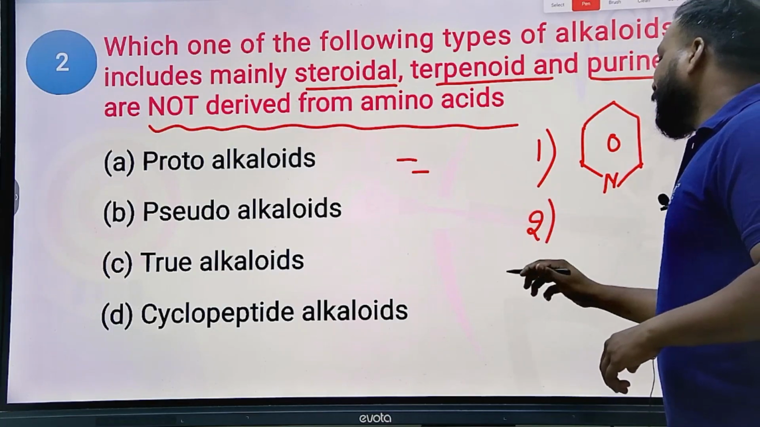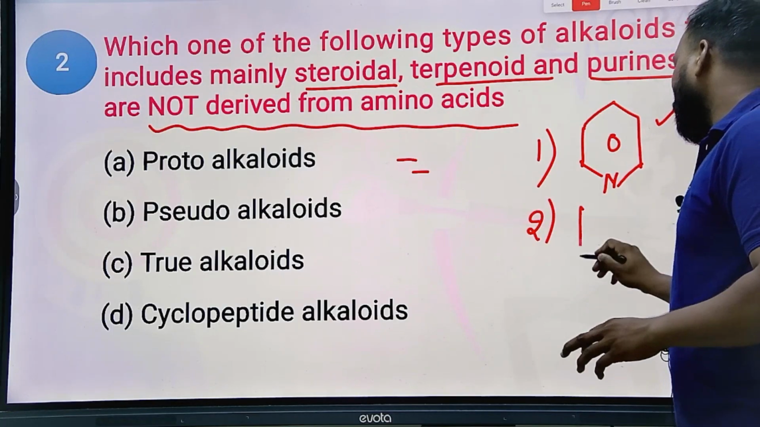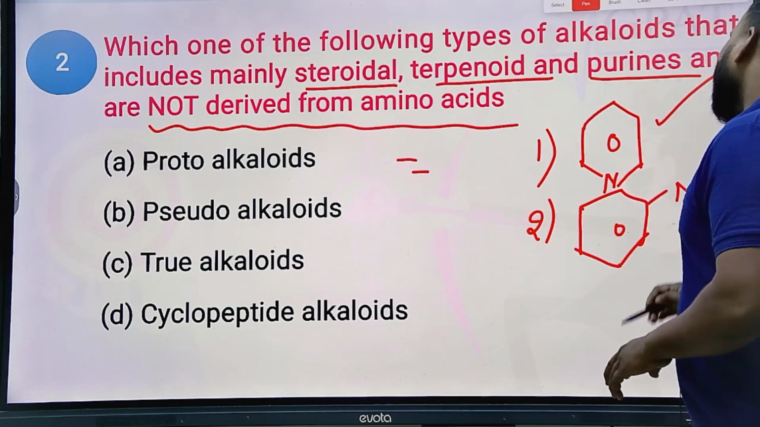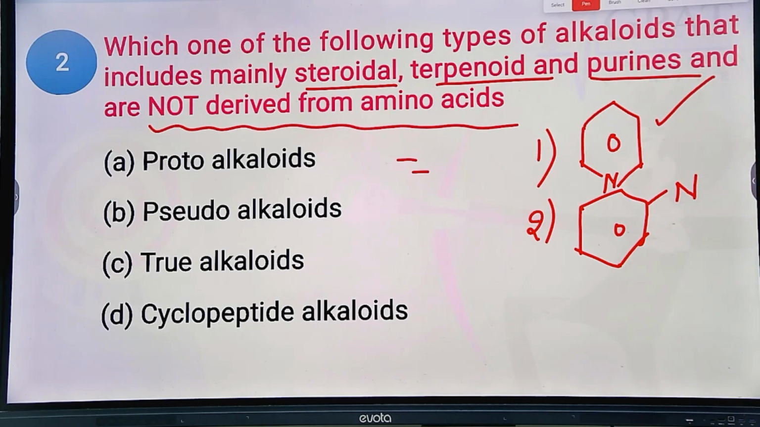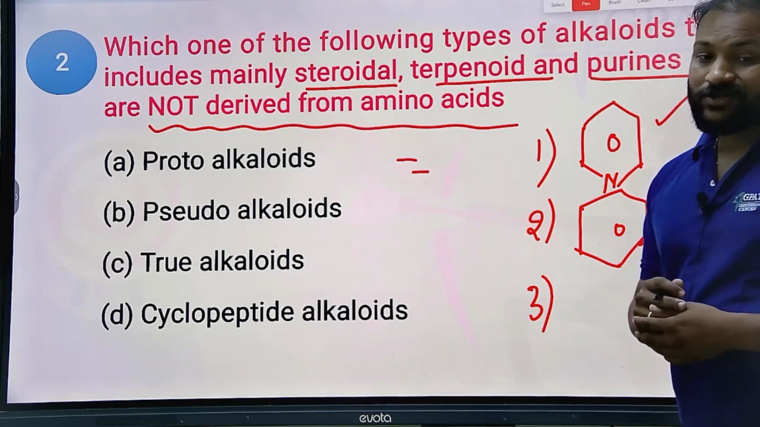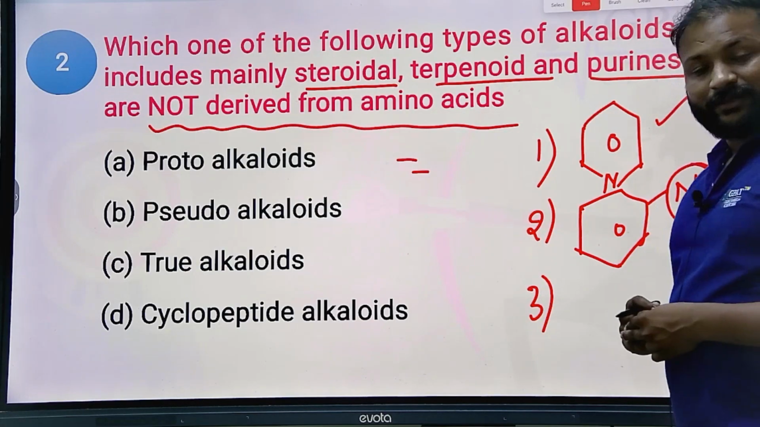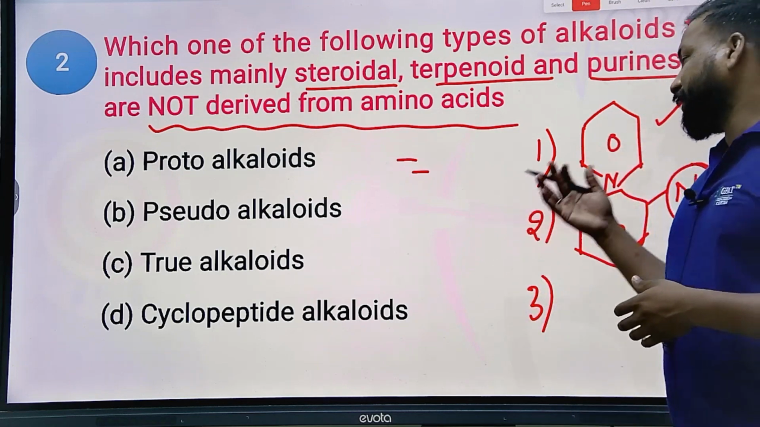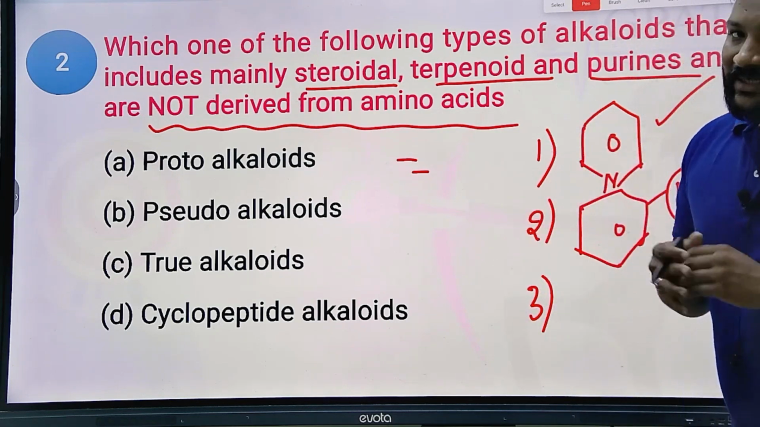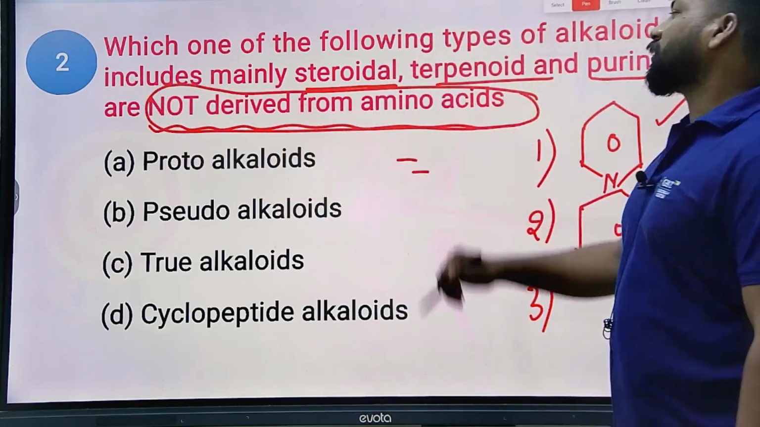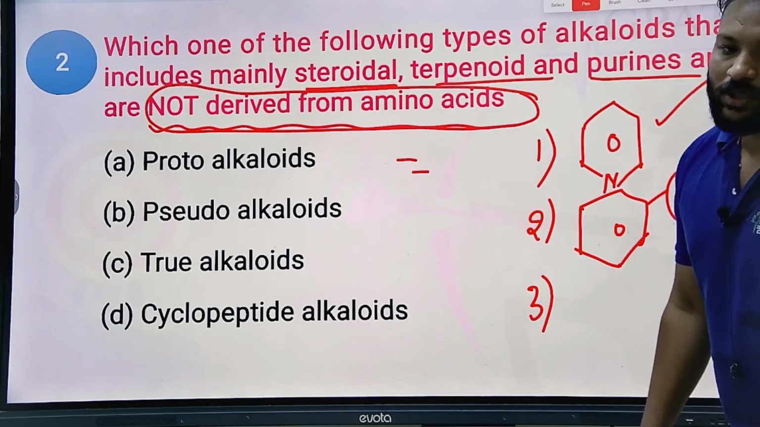What is a proto-alkaloid? It is a proto version of the alkaloid, which means the nitrogen is present adjacent to the ring position. The third one is pseudo-alkaloids. They also contain a heterocyclic ring, but they are not at all derived from amino acids. Pseudo-alkaloids are not derived from amino acids.